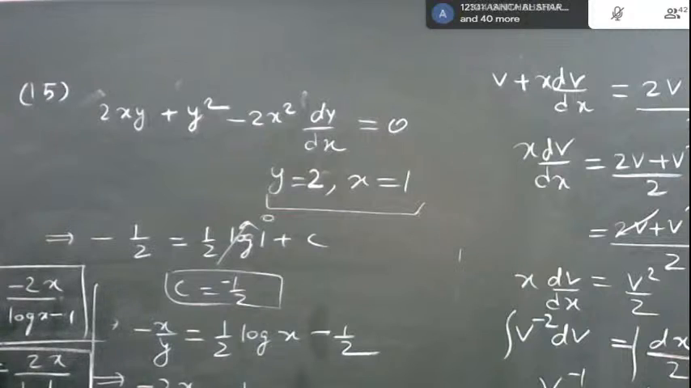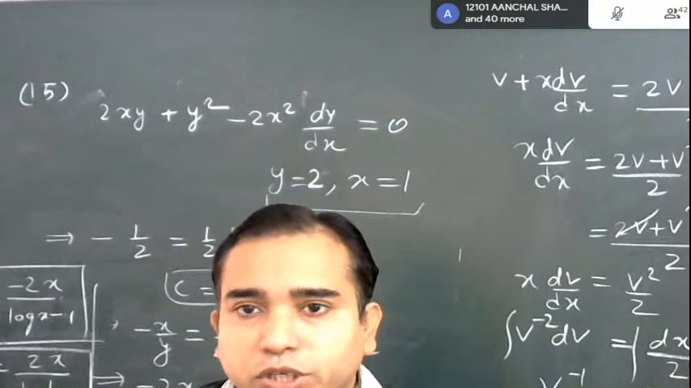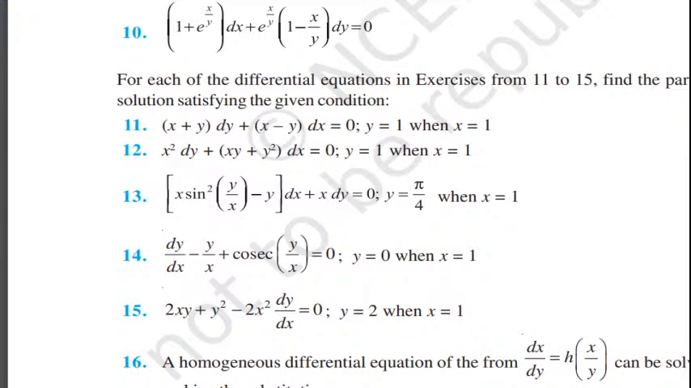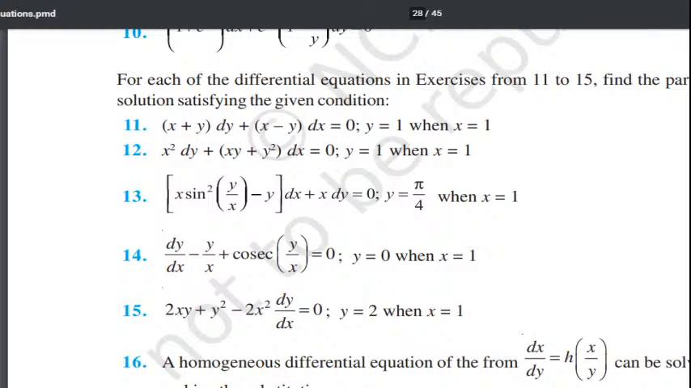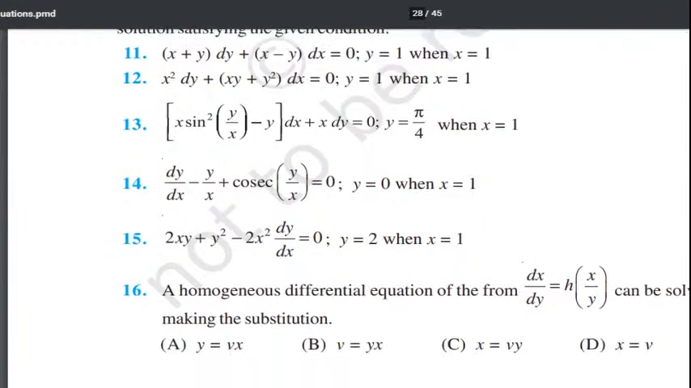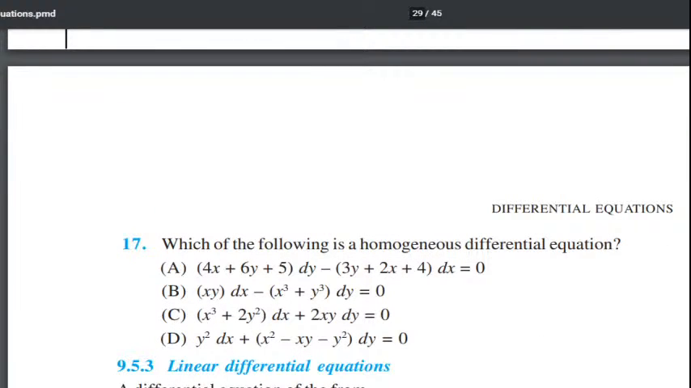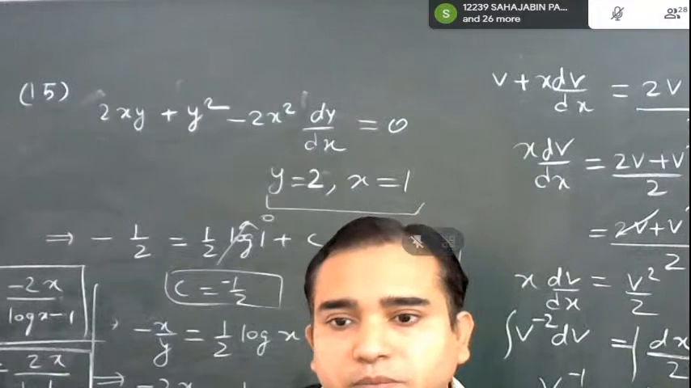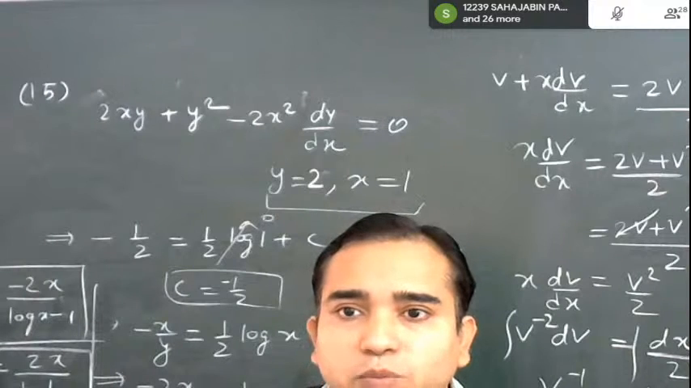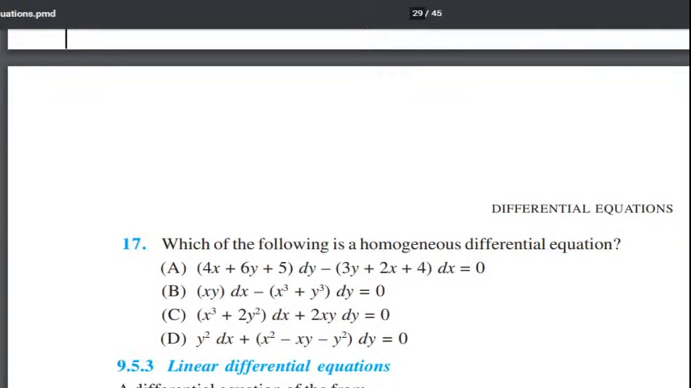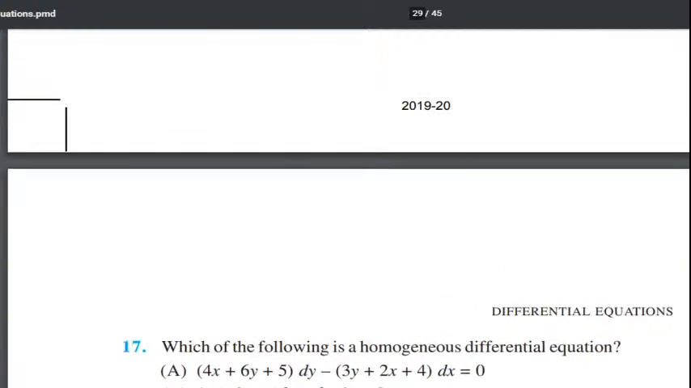Yes, so here I conclude my today's class. Some more questions are remaining in this exercise. Right now the time is 8:50. Let me see. Question number 16 is remaining and question number 17 is remaining. Very quickly, please see in your textbooks and answer the 16th question.